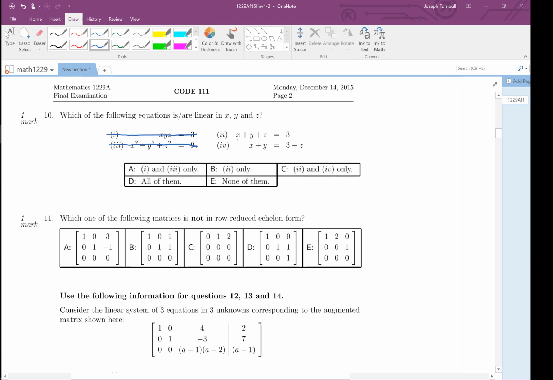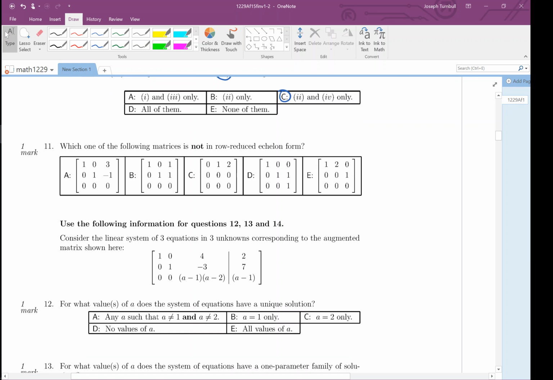For the other two, there's nothing weird going on. You're not squaring the x or dividing by y or taking a square root. The second one, or option 4, may not be in the usual form, the standard form, usual order, but it is linear. So these are both linear, option 2 and option 4. So choice C.